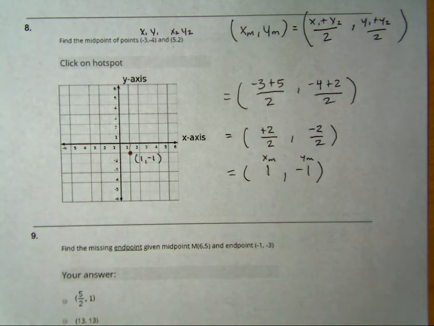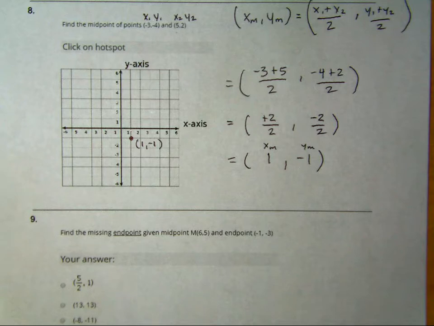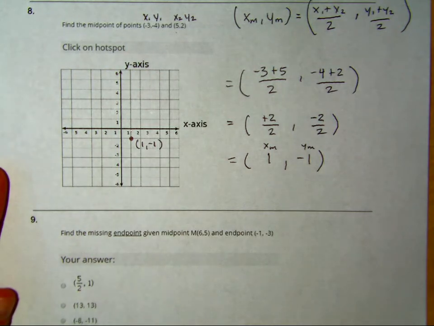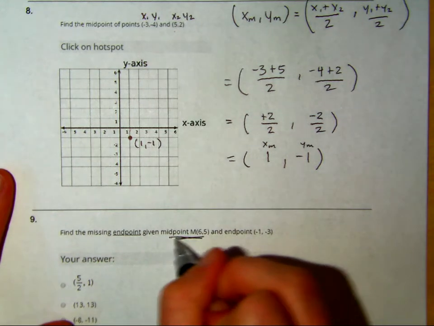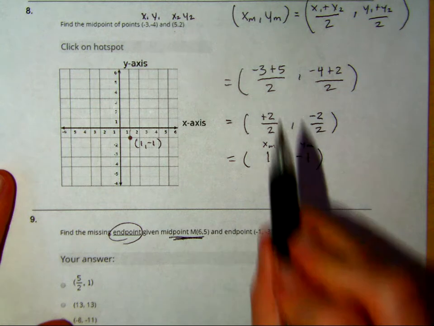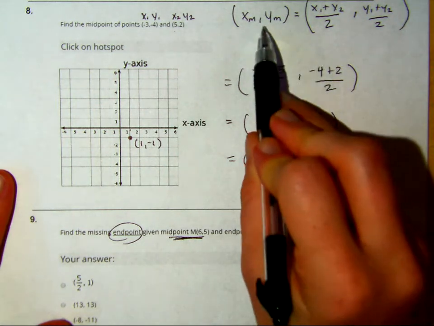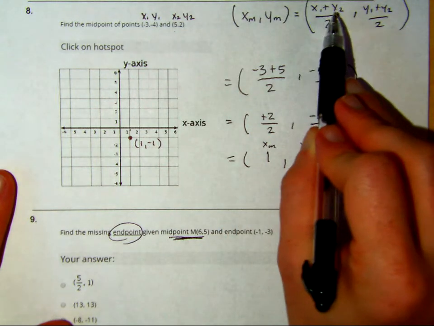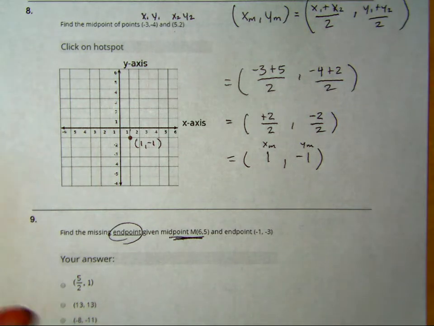Okay, so for number 9, guys, we're using the same equation, the midpoint equation, but instead of solving for the midpoint, we know what the midpoint is. We're trying to solve for the endpoint. So again, you use the same equation up here, but instead of solving for these 2 values, you're going to solve for one of these values.